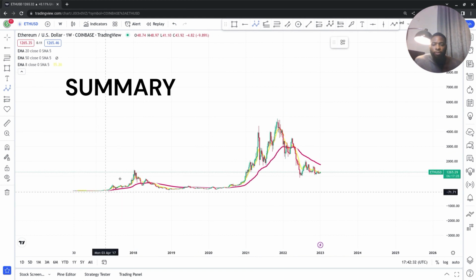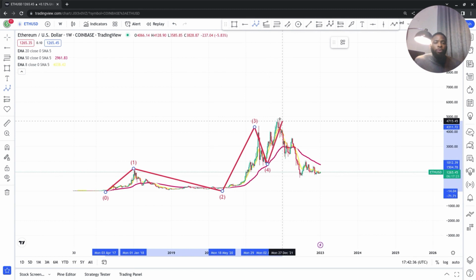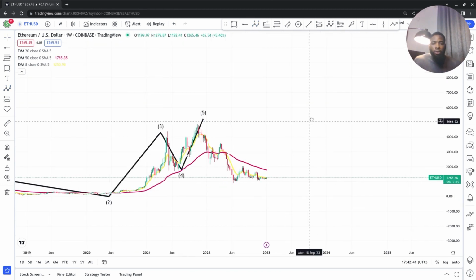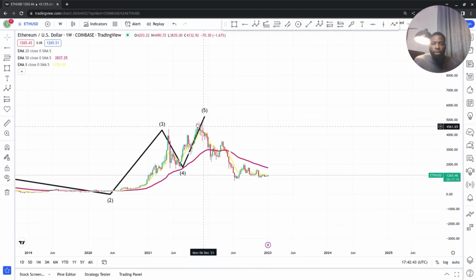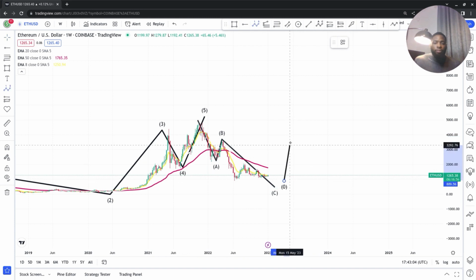In summary, this is the first wave, second wave, third wave, fourth wave, and fifth wave. And this is a correction, which is a retracement. This is a retracement, which is an ABC pattern. And this C wave is the 5-wave pattern, which we already counted, and which ended down here. At the end of the C wave pattern, what comes next is a massive bullish move.